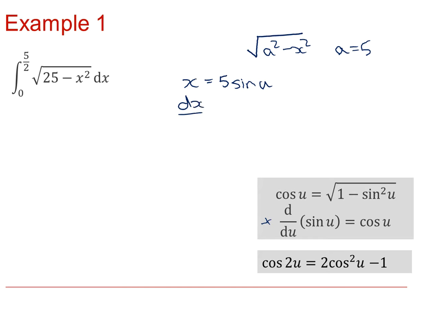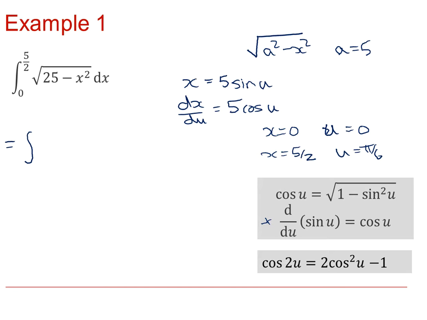We will have that dx by du equals 5 cos u. We also need to think about our limits. When x equals 0, u will also be 0. When x equals 5 over 2, in other words sin u equals a half, then u will equal pi by 6. So now we're ready to substitute into our integral. We know that our new limits are 0 and pi by 6.